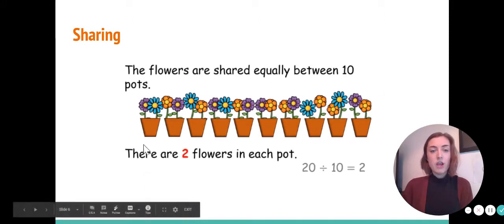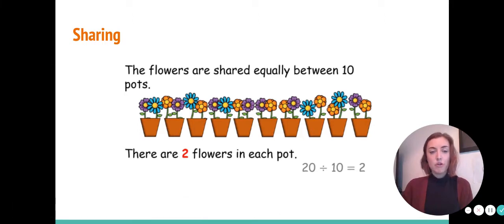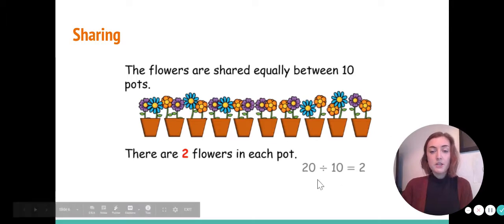So I'm going to start with sharing. So I have shared my flowers out into pots. I drew 10 pots and I shared my flowers between them, and that made 2 flowers in each pot. The groups were equal. So my number sentence is 20 flowers shared between 10 equals 2. 20 divided by 10 equals 2.